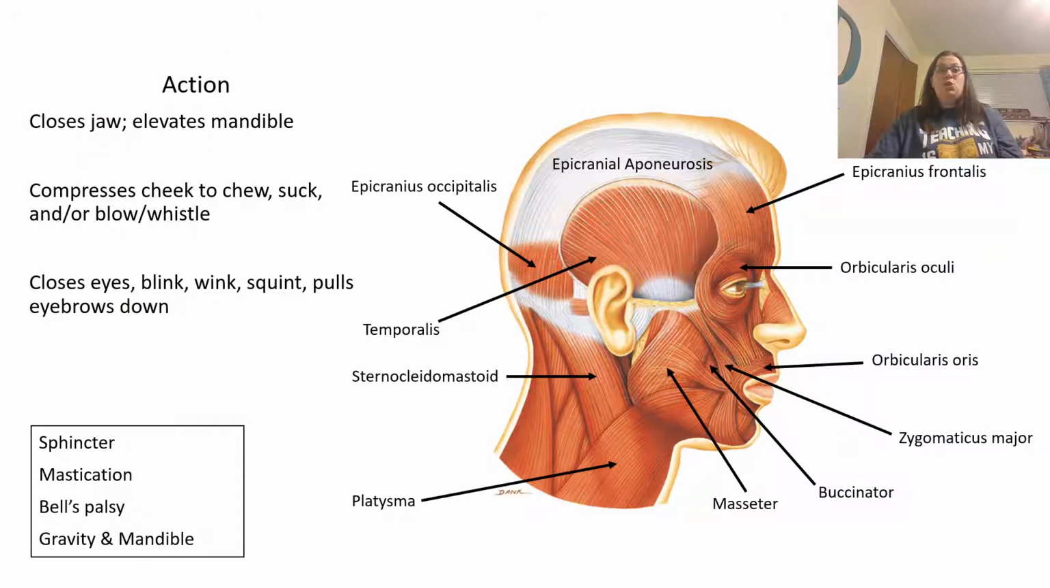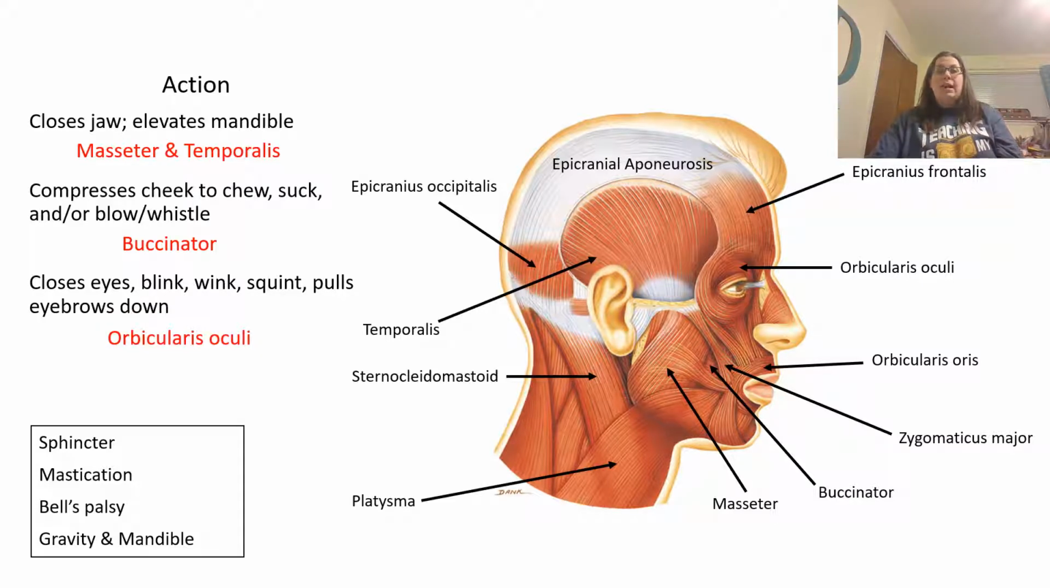The one that closes your jaw and elevates your mandible is going to be the masseter and the temporalis. So these two are going to work together. The one that compresses the cheek when you chew, suck, or blow, or even cause like a whistling sound is going to be the buccinator. So being able to draw the cheeks in is going to be the buccinator. The ones that close your eye and allow you to blink, wink, squint, and pull your eyebrows down are going to be the orbicularis oculi.